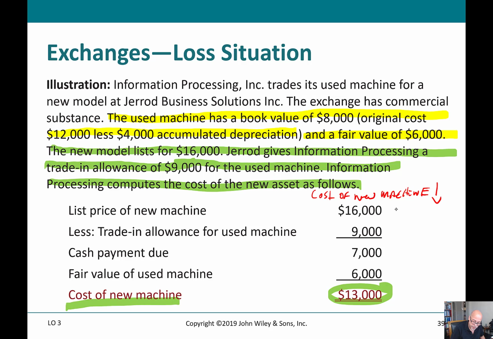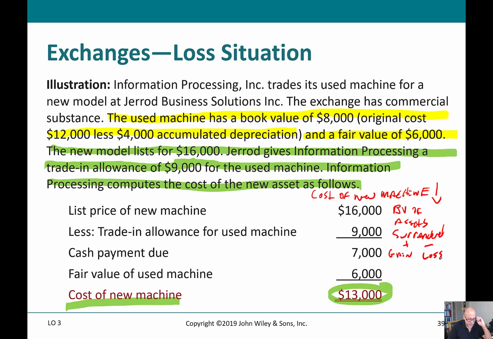I always take the book value of assets surrendered, plus any gain recognized. This is obviously a loss example, but if it was a gain, I would add the gain, or minus any loss, which is what we have in this situation. So let's just look at that approach.